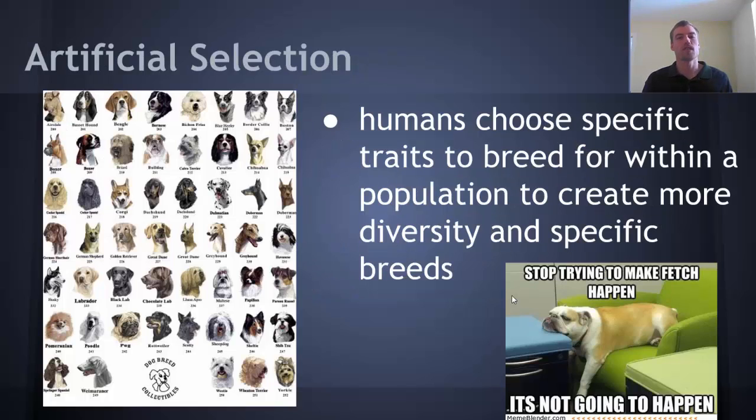Another strong example is artificial selection, right? This is a kind of evolution that we can see occurring.